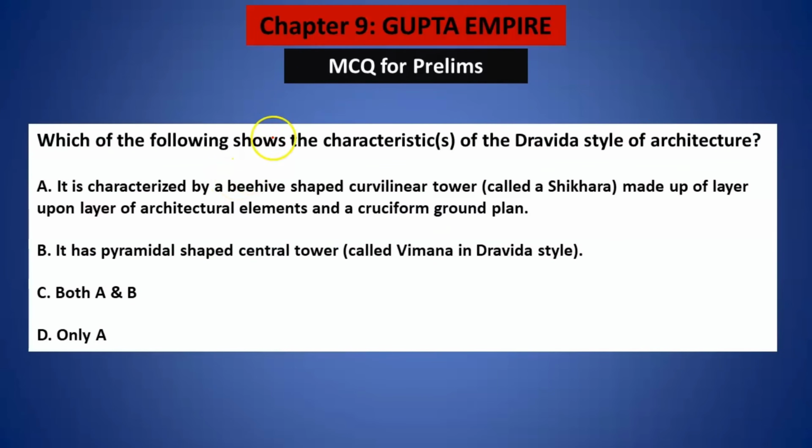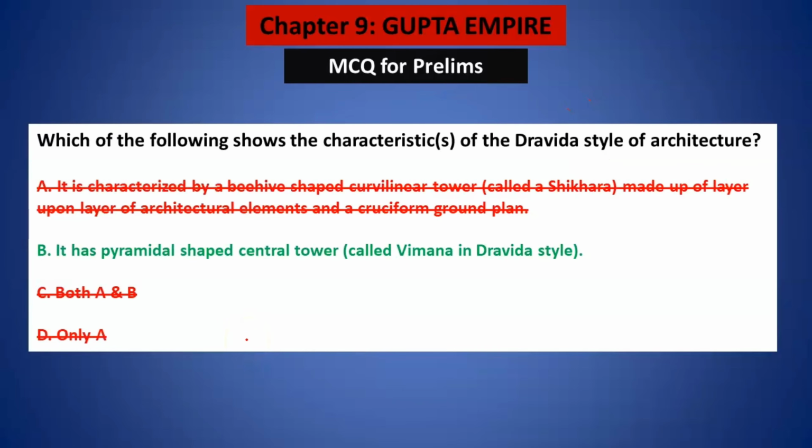Now let us have two questions for our prelims practice. Which of the following shows the characteristics of the Dravida style of architecture? You remember we have studied about Dravida and Nagara kind of temples. It is characterized by a beehive-shaped curvilinear tower called shikhar, made up of layer upon layer of architecture. It has a pyramid shape. Both A and B. Only A. You can pause the video and write your answer, then you can resume.